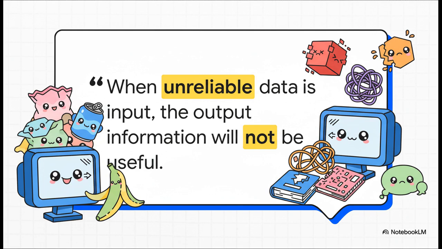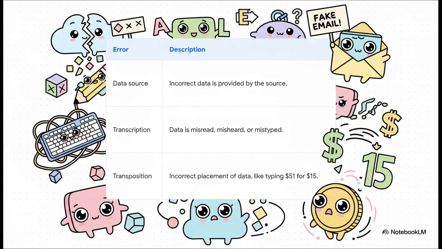It's really that simple. So how does all this garbage even get into the system? Well, it usually happens in a few common ways. You can have a data source error. That's when someone just gives you the wrong info to begin with. You can have a transcription error. That's just a simple typo. Or you could have a transposition error, where you just swap two things around, like typing $51 instead of $15. Any one of these little slip-ups can totally mess up your results.